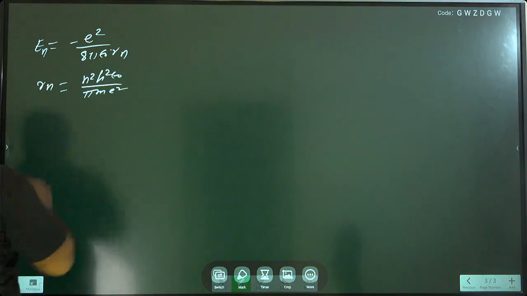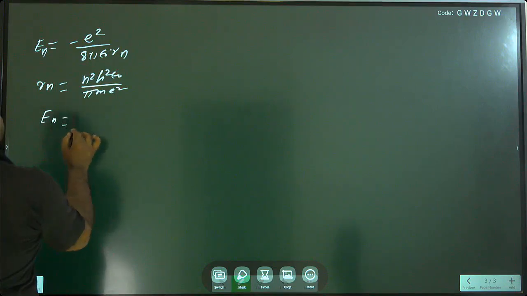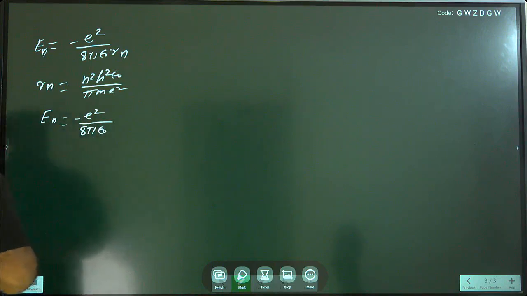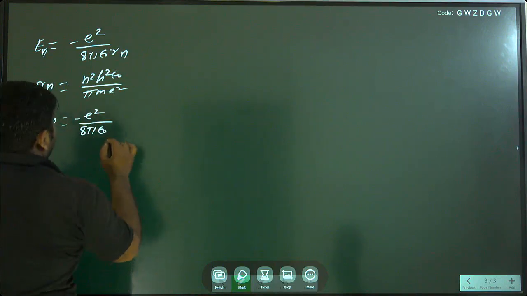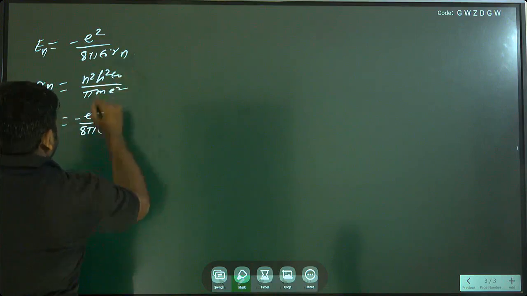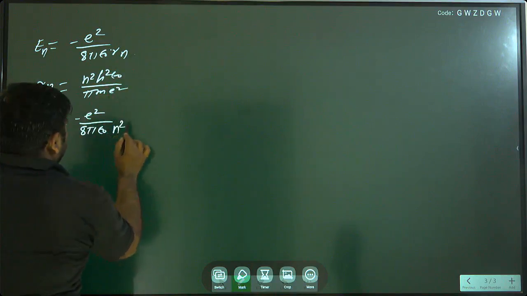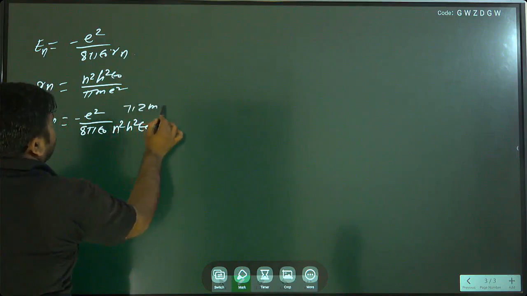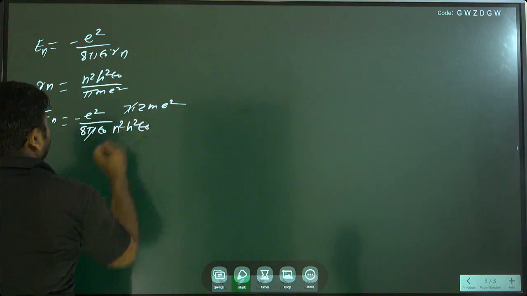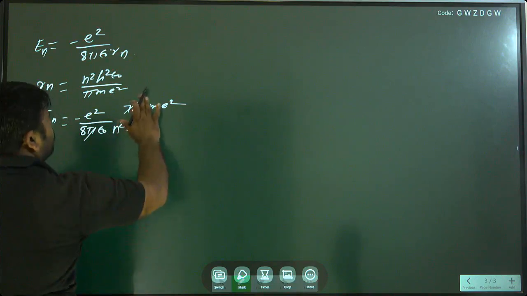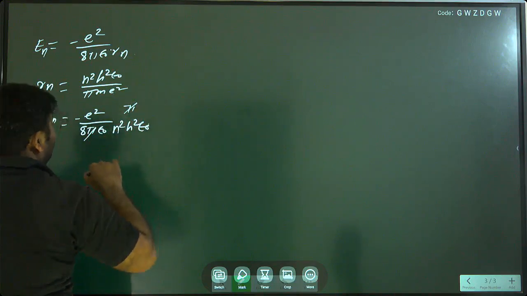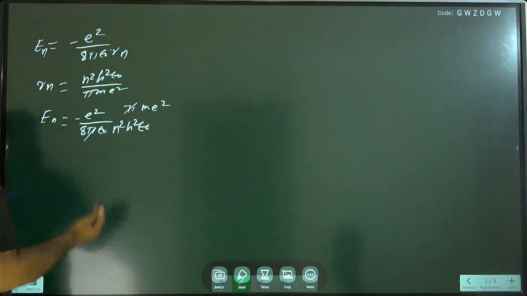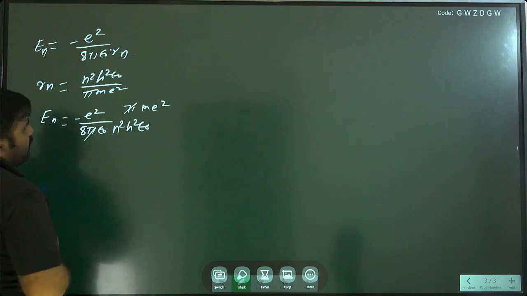Substitute this value here. Then we're getting the energy En is equal to minus e square upon 8 pi epsilon naught into Rn. What is the value of Rn? Put the value of Rn here: n square h square epsilon naught upon pi m e square. Pi gets cancelled. Don't write down the Z here because this is a hydrogen atom. Simply write down the m square. Suppose it is a hydrogen-like atom, then we can write Z also. Clear? Pi, pi get cancelled.